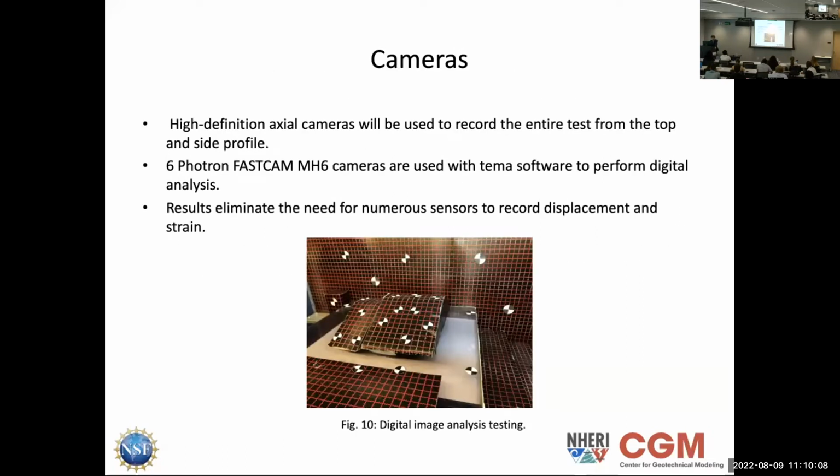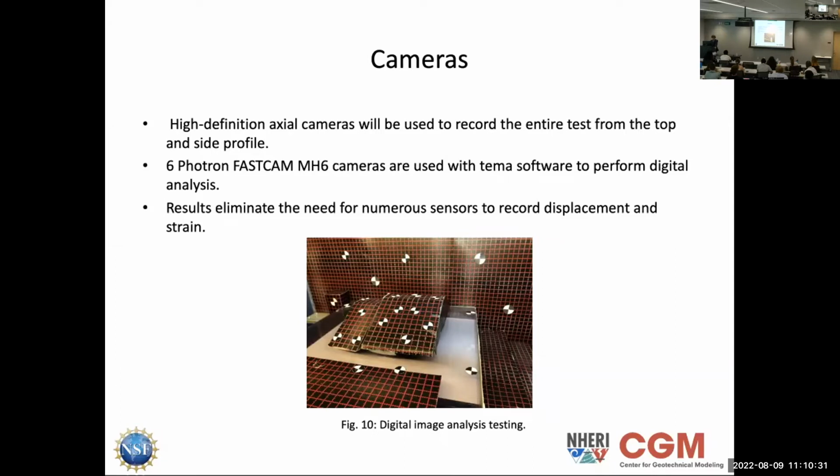Now these cameras. Anna is going to do a much better job explaining these cameras than I am. I just know the very basics of them. We have our high definition Axis cameras, which are just used to record our test. They're just standard cameras that you would expect for monitoring. But the six Photron FastCam MH6 cameras are really cool. They use a team of software and they perform a digital image analysis.